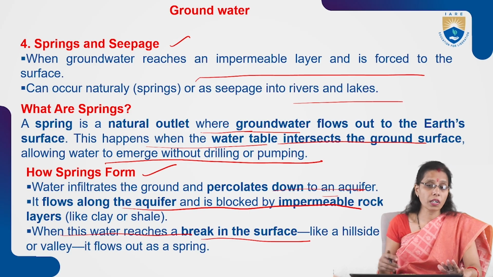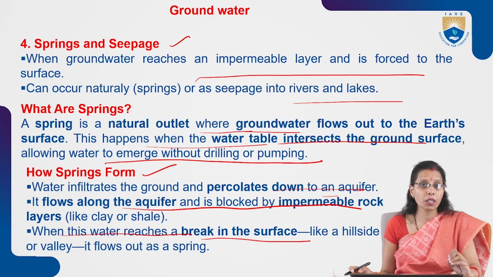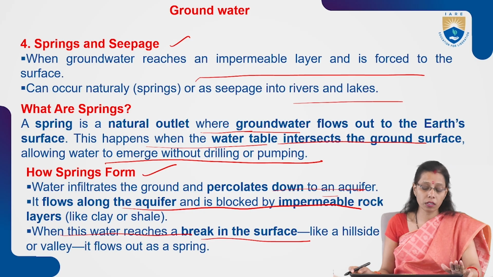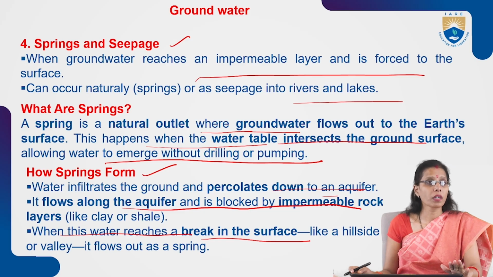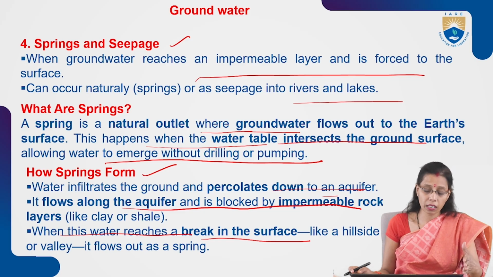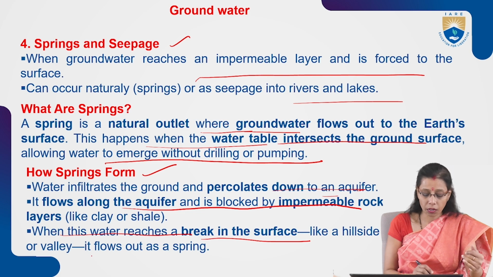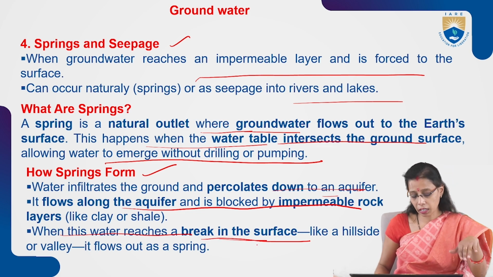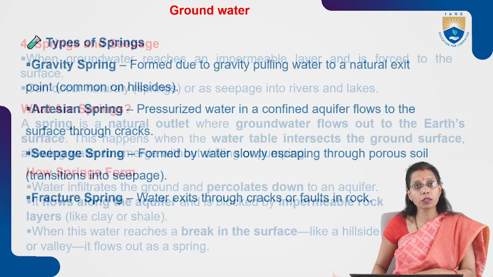So when the water cannot percolate, because there is a rock or a type of soil which does not have the capacity to percolate the water, what happens? The water comes out as a spring. When the water reaches and breaks into the surface, like a hillside or valley, it flows out as a spring.